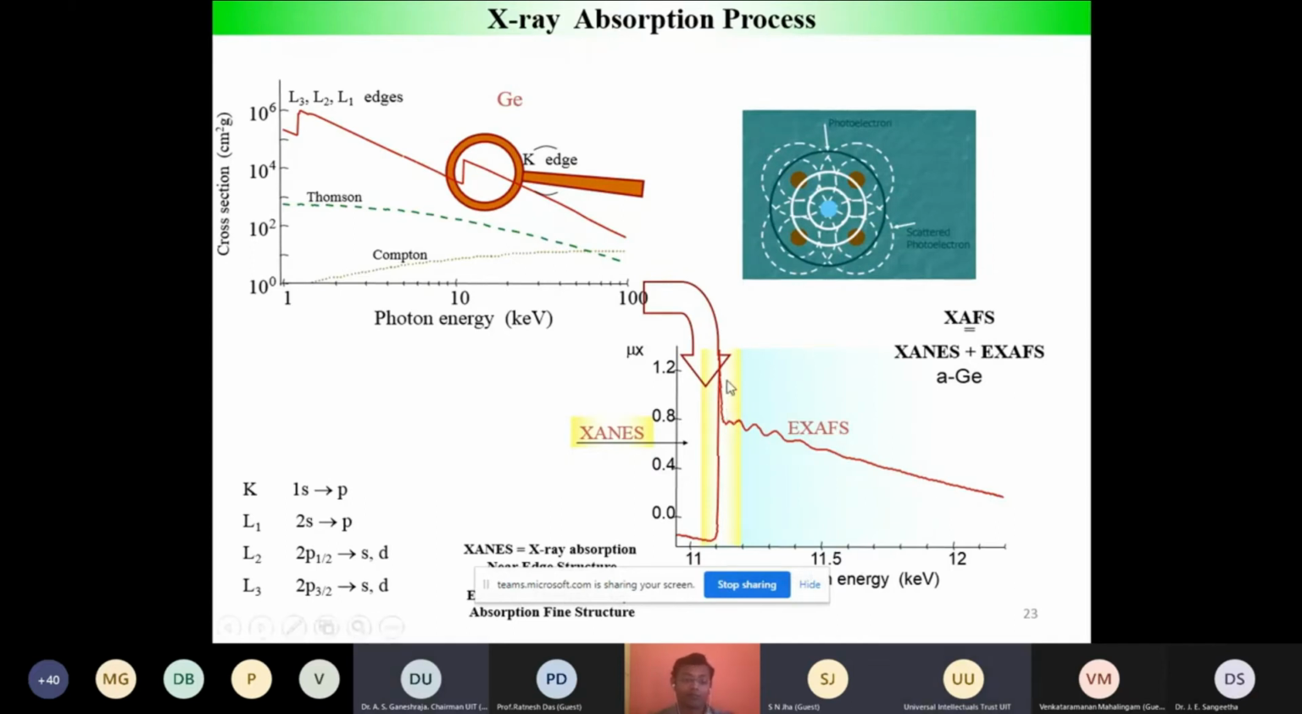and the area near the absorption edge is called XANES. I'll explain about XANES later.